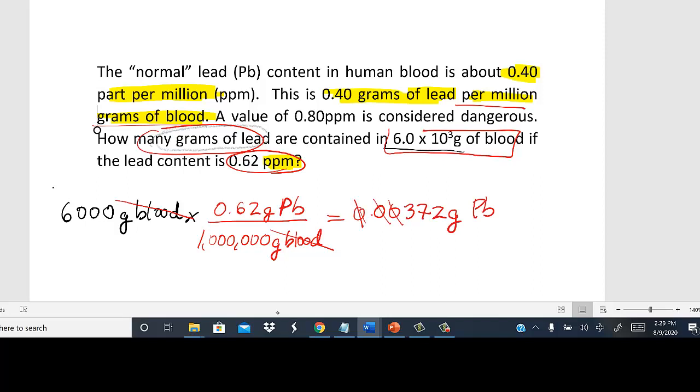So this person is all right, because the danger level, as they tell us in the problem, is 0.80 ppm, while 0.62 ppm is not dangerous because it's less than 0.80 ppm, but it also corresponds to 0.00372 grams of lead.